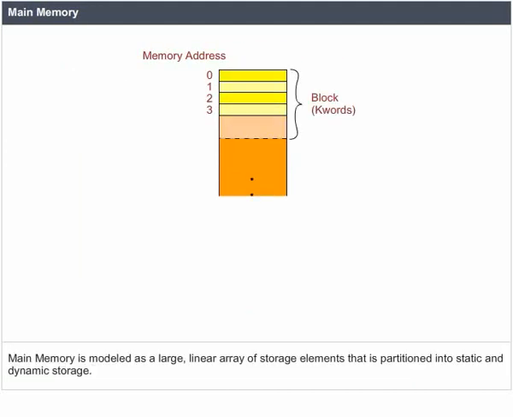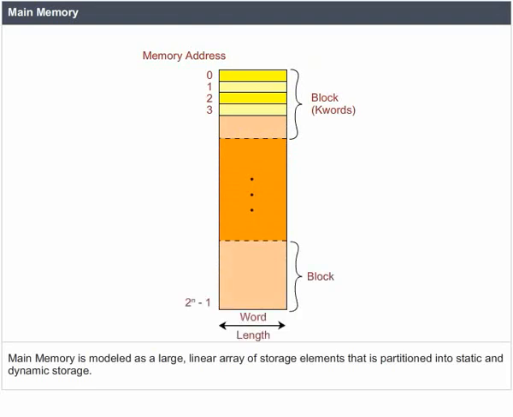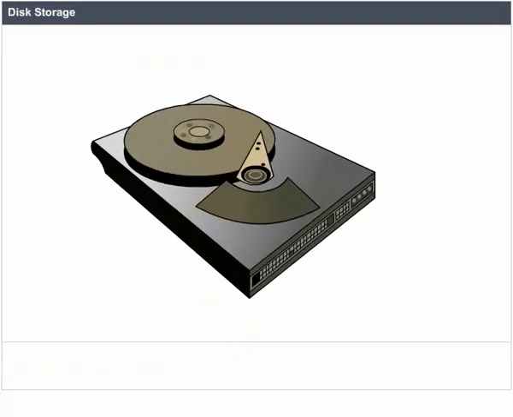Main memory. Main memory is modeled as a large linear array of storage elements that is partitioned into static and dynamic storage. Main memory is used primarily for storage of data that a program produces during its execution, as well as for instruction storage. Disk storage.